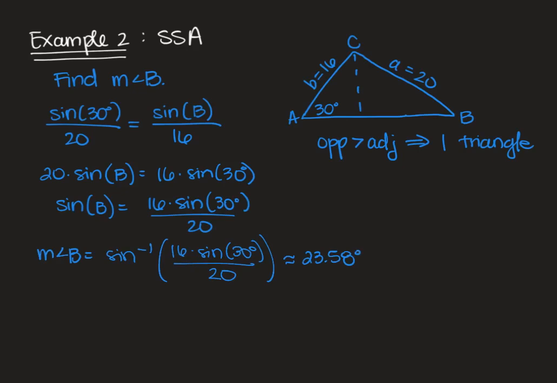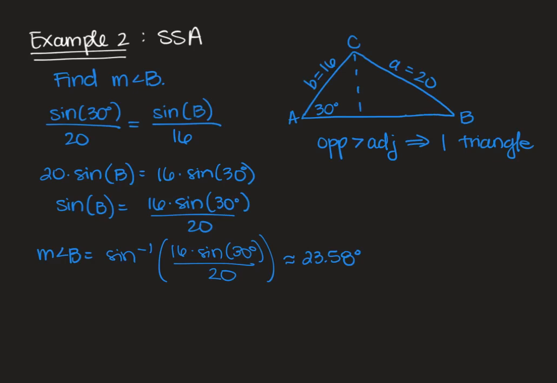And it's a good idea to always think about, well, does this make sense? We know that sides grow in proportion to the angles opposite them. So the larger the angle, the larger the side opposite. So since side A is 20, we do expect angle A to be a larger angle than the angle opposite the shorter side, side B. And so that's exactly what's happening here. We're getting this measure of angle B is 23.58 degrees. And so that makes sense.